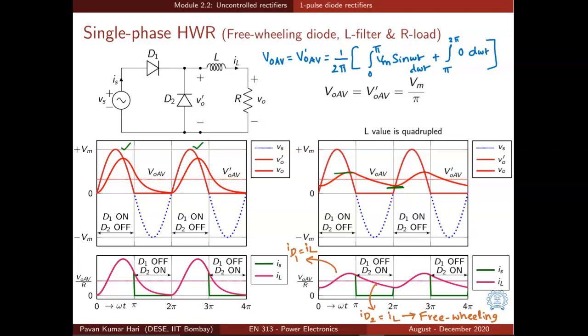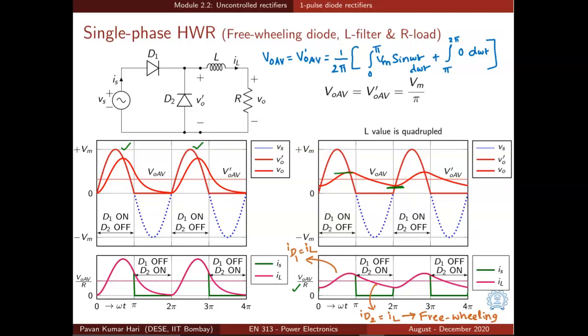So Vo dash average will remain the same. So the average output voltage remains the same and the average output current remains the same. It is just that the peak to peak ripple in the output current is reduced. The peak to peak ripple in inductor current is reduced, and the average output current is given by Vo average by R as shown in the dotted pink line here.